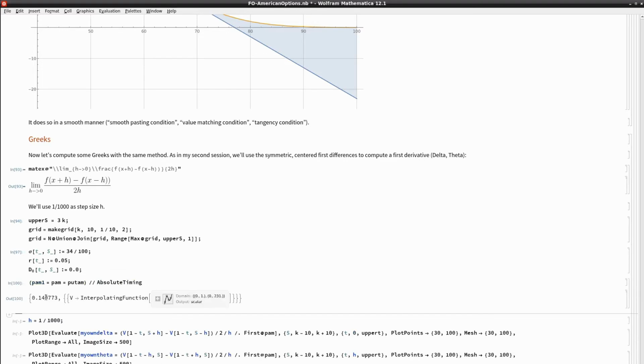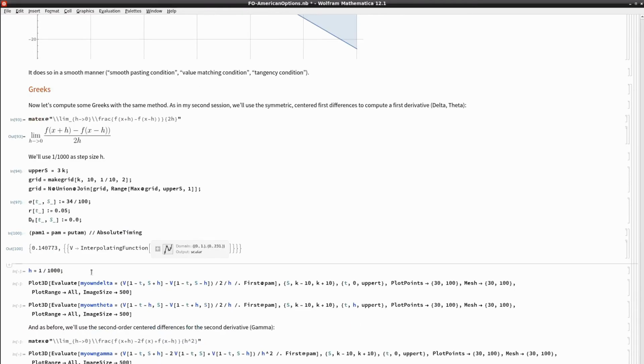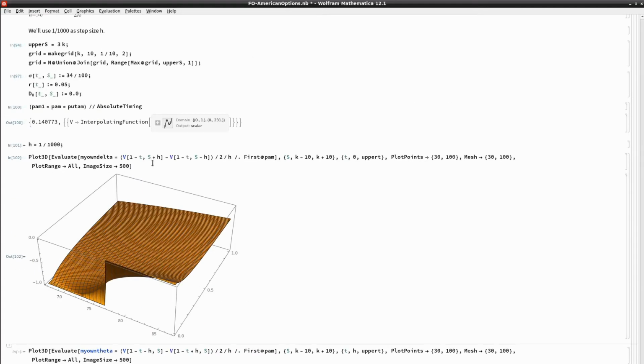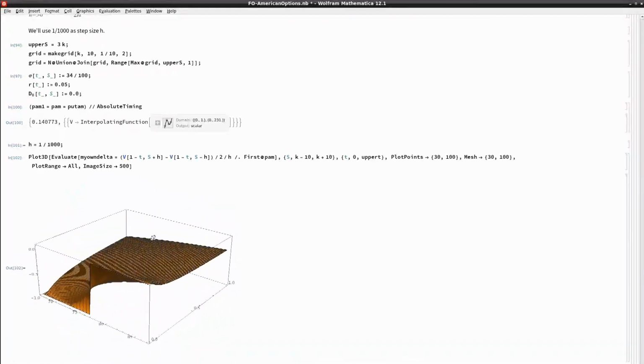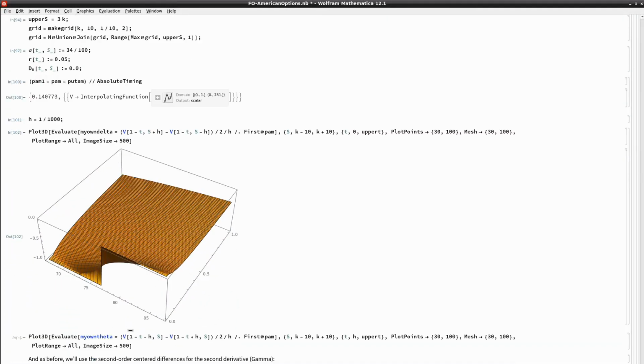Let's compute it. It took 140 milliseconds for this entire option surface. Let's define h, and let's do a delta plot, right? We have this function here where we use the option price at s plus h minus the option price at s minus h, divided by 2h, right? This is our secant rule. So we get this delta function. It looks very similar to the delta that we've seen in previous sessions for the European version. It's not drastically different, but it's now an American delta. So this is what our American delta looks like.